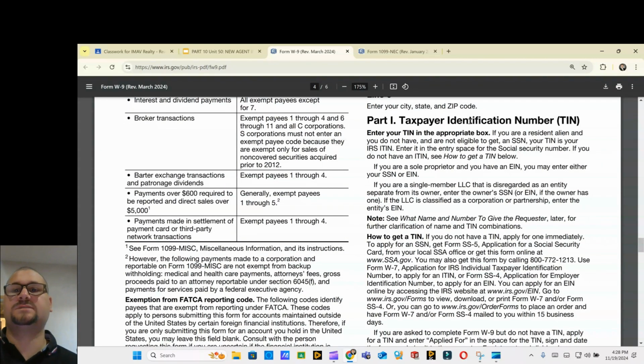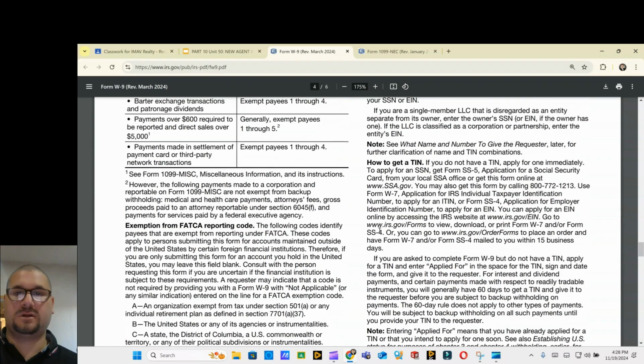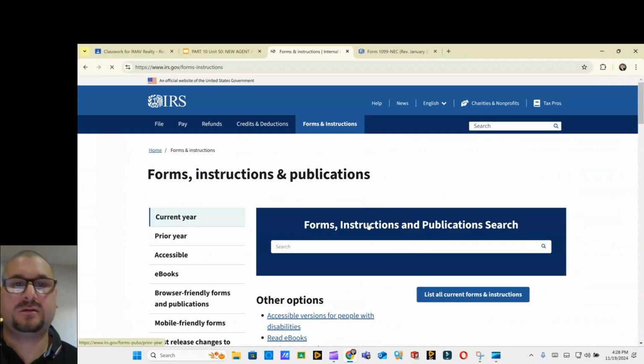So part 1, taxpayer identification, enter your TIN in the appropriate box. All right, so how to get a TIN.